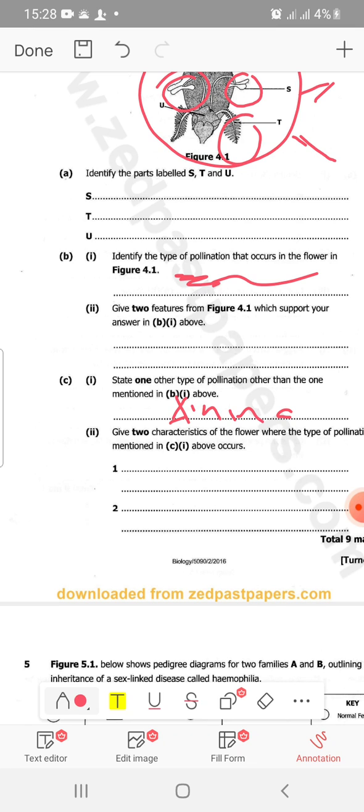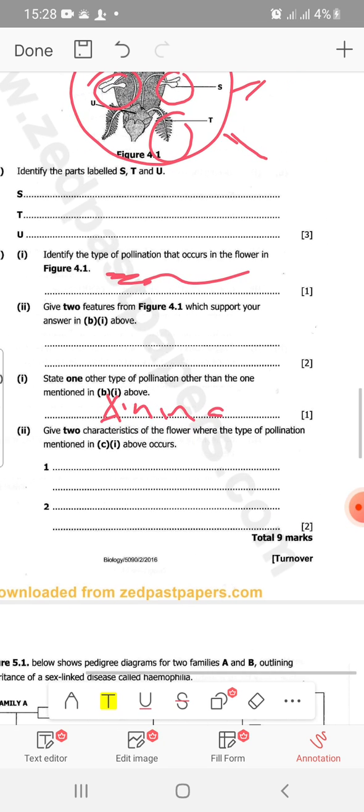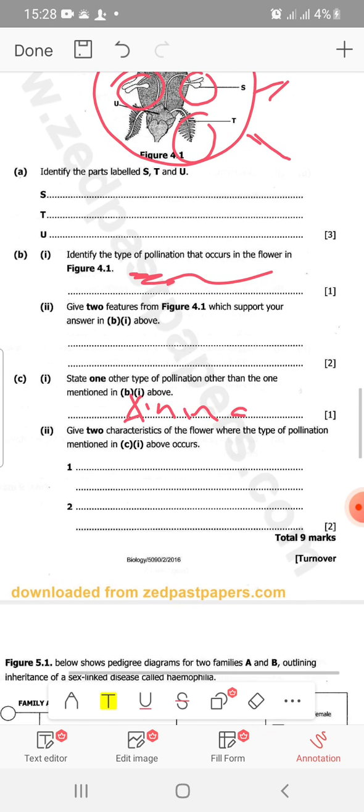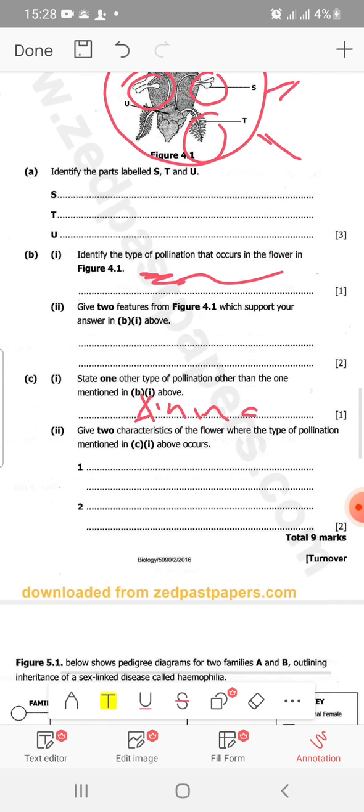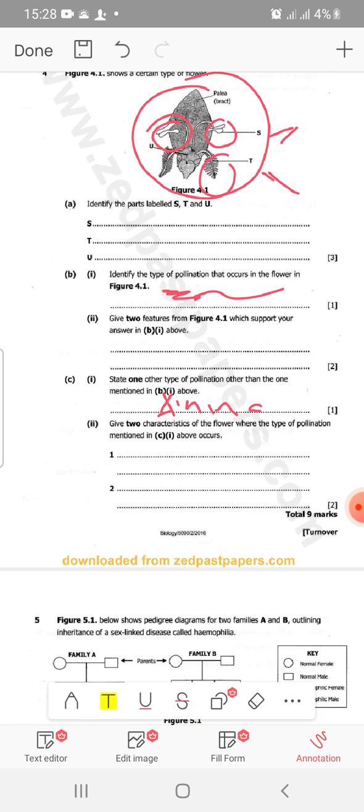State two characteristics of the flower where the type of pollination mentioned in C1 above occurs. So the type of flower where animal pollination takes place, what are their characteristics? The characteristics of animal pollinated flowers: one, they have large flowers. Flowers are big, usually, in most plants.